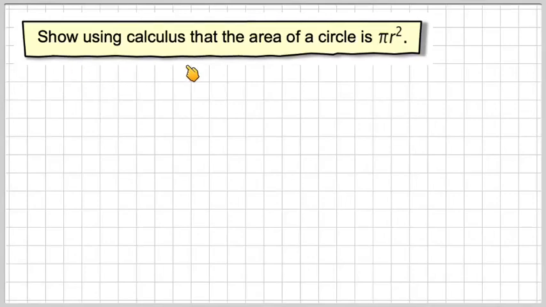Show using calculus that the area of a circle is pi r squared. This is a formula that we all know. The area of a circle is pi r squared, but it can actually be proved using some calculus.